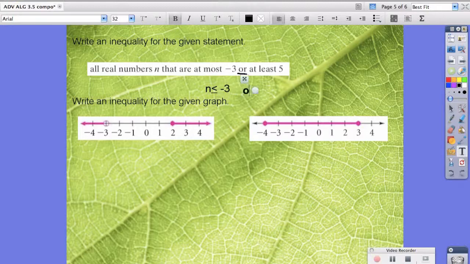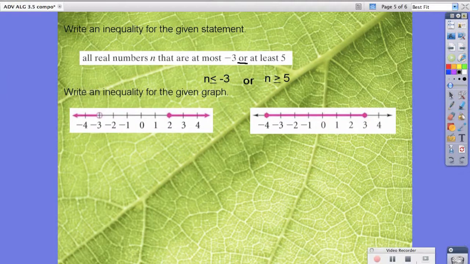Then it has a big or. Then it says n is at least 5. That means it has to be greater than or equal to 5. So notice that these two graphs would go in the opposite direction, which is why it's an or. The next two, we'll call this one problem 1, and this one will be called problem 2.